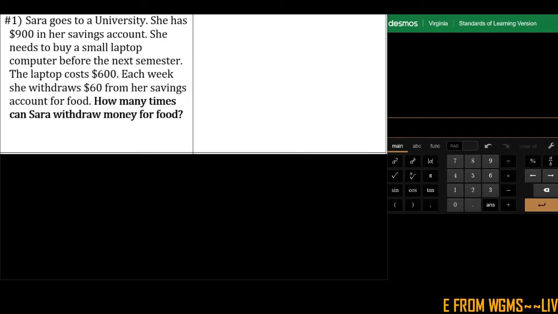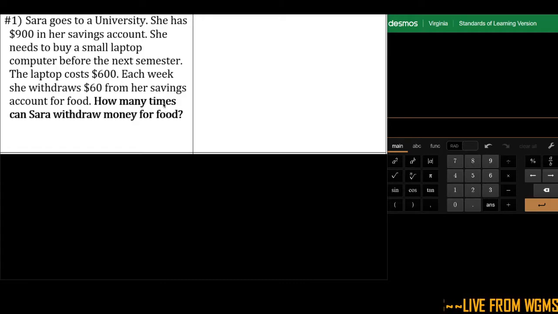So for the first one, it says Sarah goes to a university. She has $900 in her savings account. She needs to buy a small laptop computer before the next semester. The laptop costs $600. Each week, she withdraws $60 from her savings account for food. How many times can Sarah withdraw money for food?